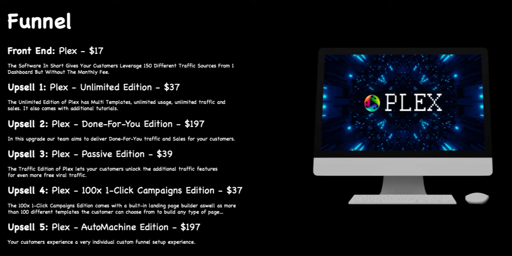Upsell 3 is Plex Passive Edition, which is $39. Apparently there are additional traffic features. Upsell 4 is Plex 100 times one-click campaigns edition, which is $37. And Upsell 5 is Plex Auto Machine Edition, which is $197. And I really hope you don't purchase any of these upsells. That could be $500 odd you spend on this product.